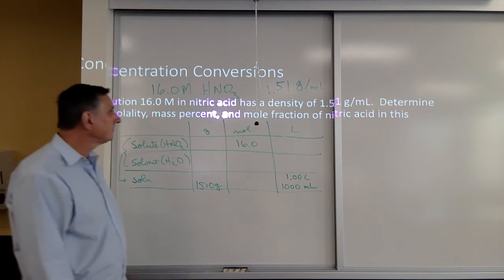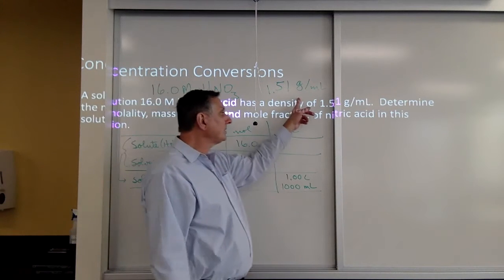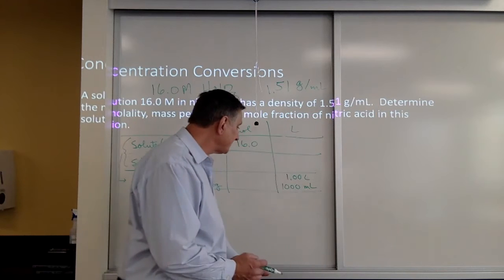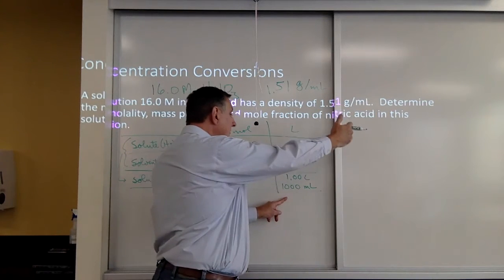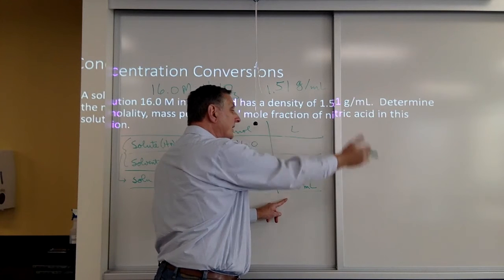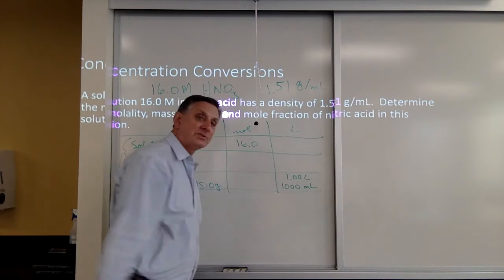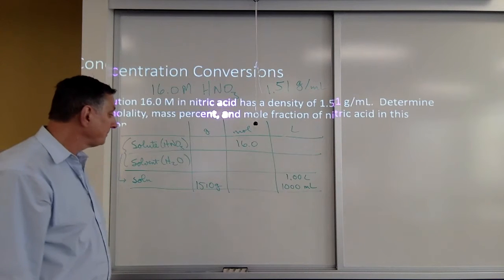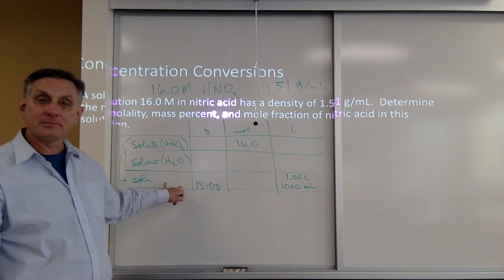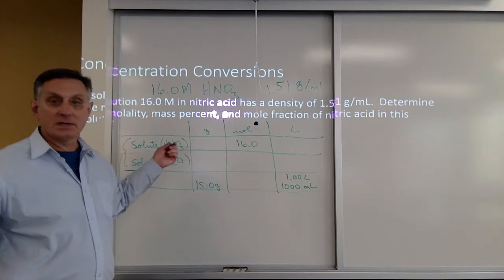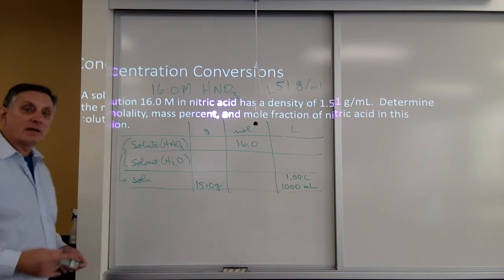See that? You can do the calculation if you need to by dimensional analysis: 1,000 mL solution times 1.51 grams divided by 1.00 mL of solution. And we get this. Okay, I'll assume that you're with me at this point. We have everything we need to find out everything else.